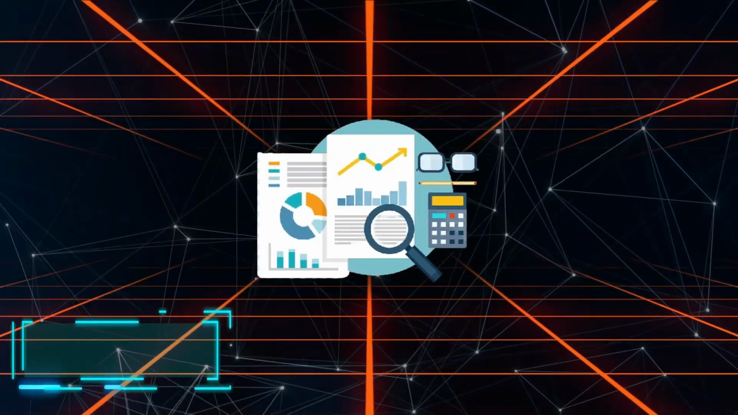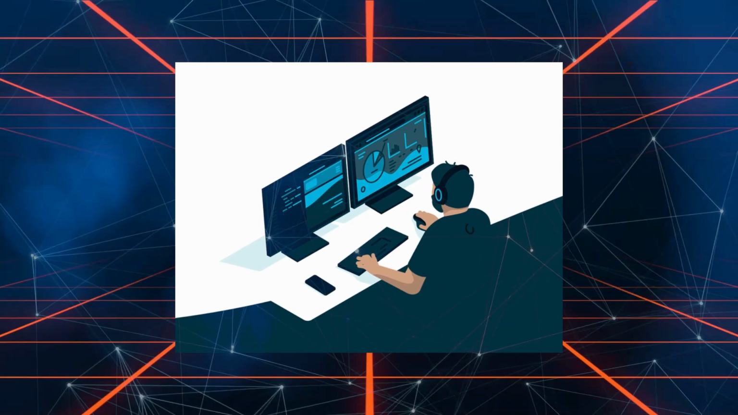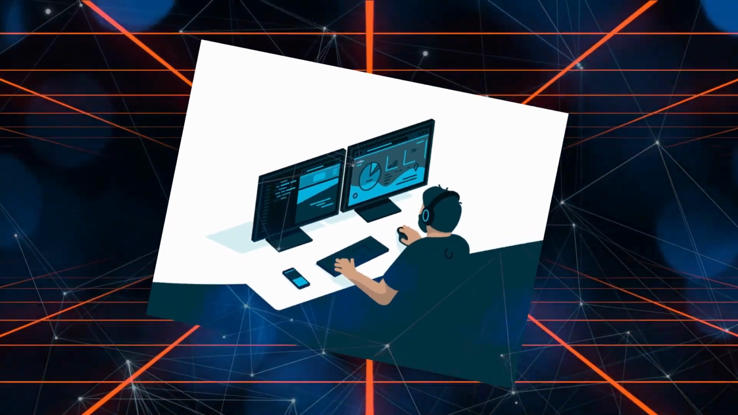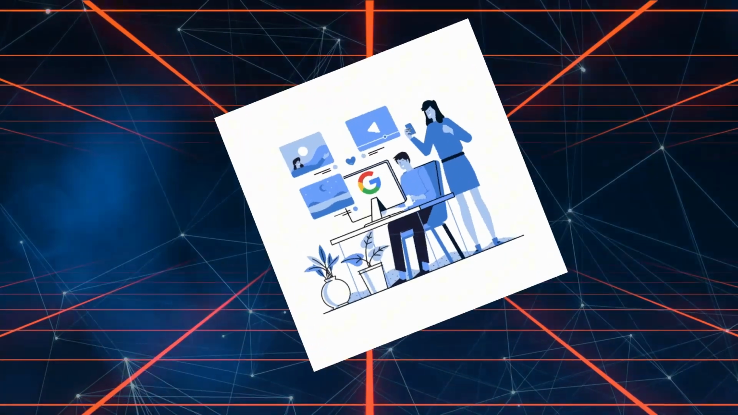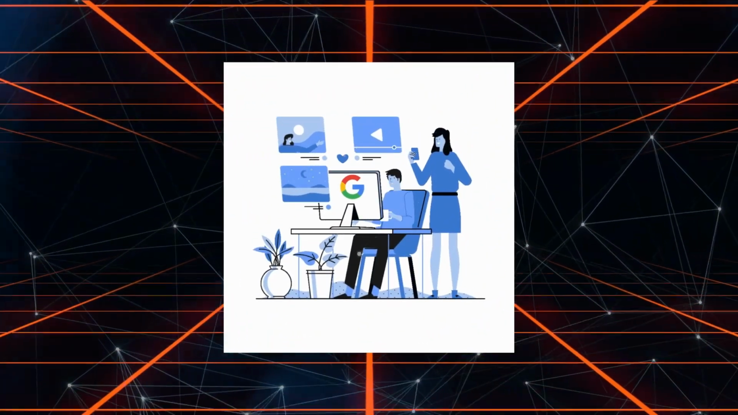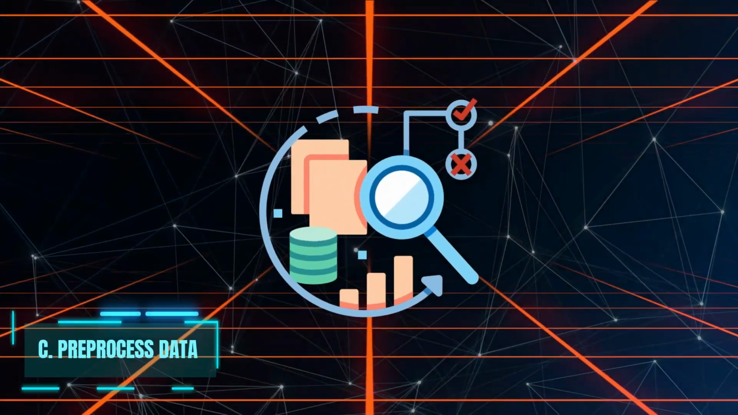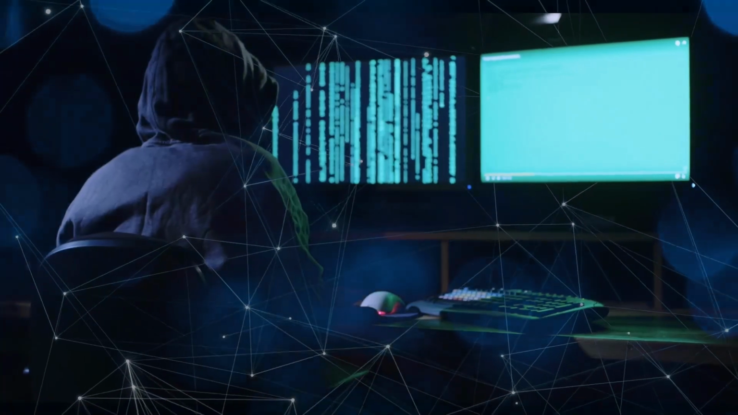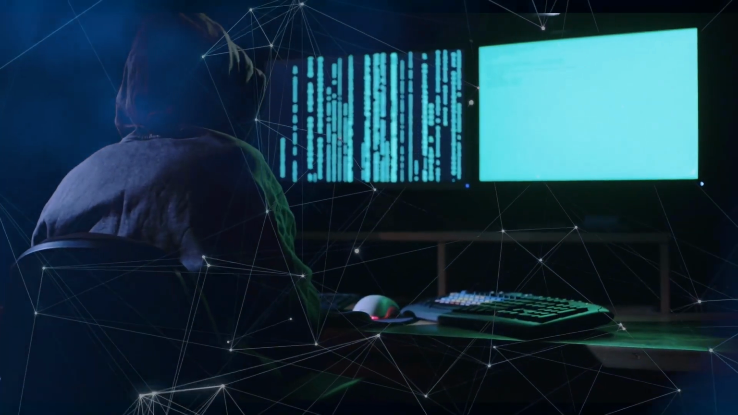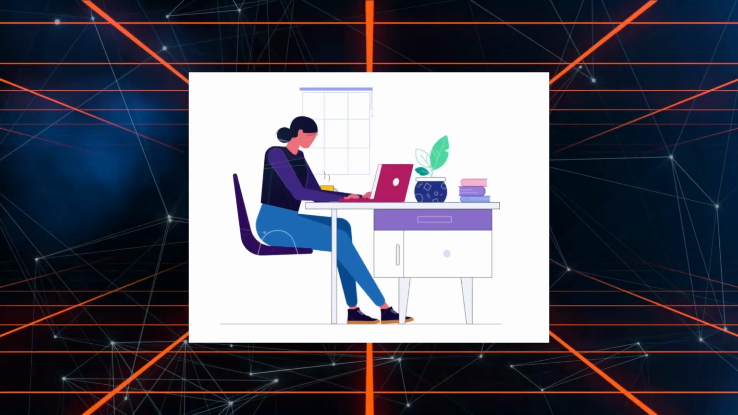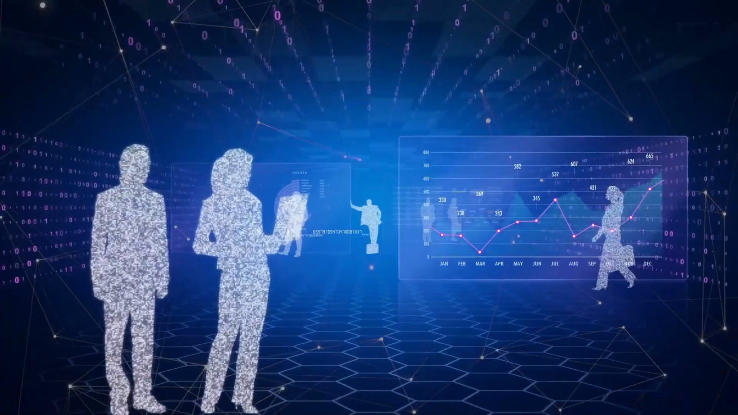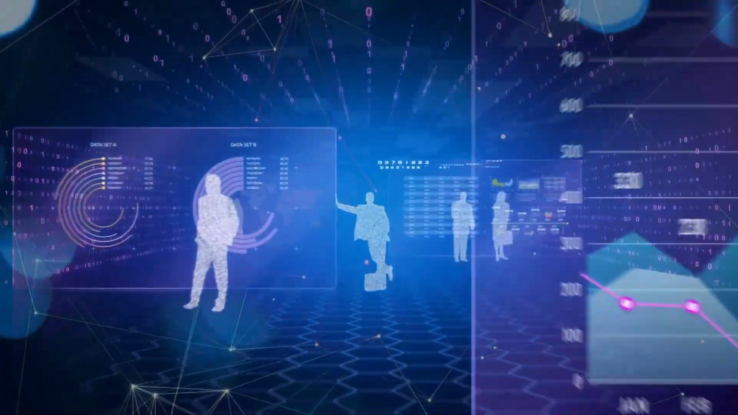B. Clean data. Real-world data is often messy. Clean your data by handling missing values, removing duplicates, and correcting errors. This step is crucial as garbage in leads to garbage out. C. Pre-process data. Transform your data into a format suitable for your model. This might include normalizing numerical features, encoding categorical variables, and splitting your data into training and testing sets.